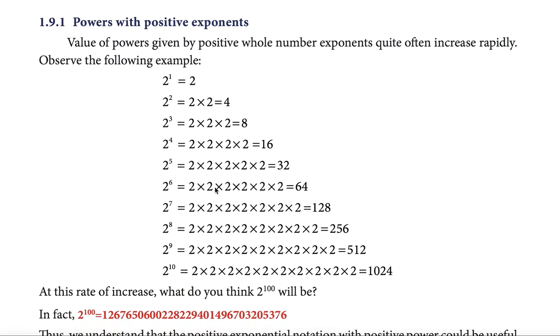Powers with positive exponents. Values of powers given by positive whole number exponents quite often increase rapidly. Observe the following example. 2 power 1 is 2, 2 square is 2 into 2, 2 cube is 2 into 2 into 2. So with positive exponents, the value will increase very rapidly. See how it increases: 2, 4, 8, 16, 32, 64, 128, 256, 512, 1024.